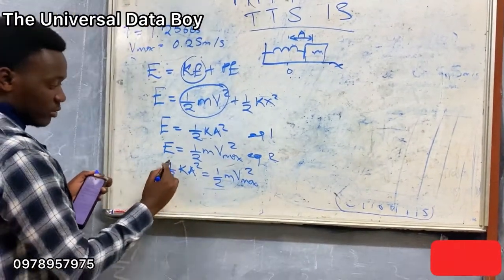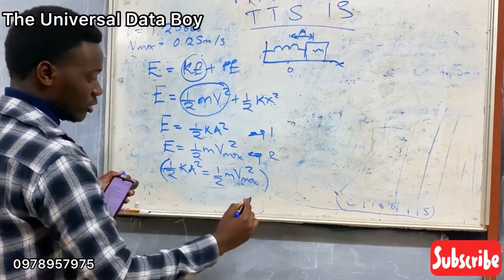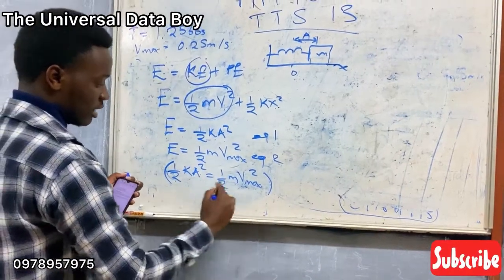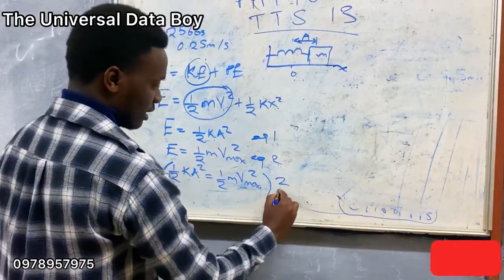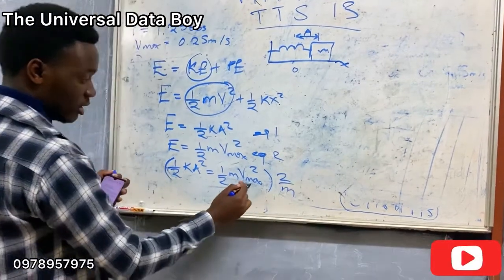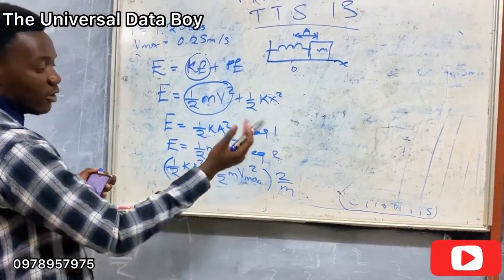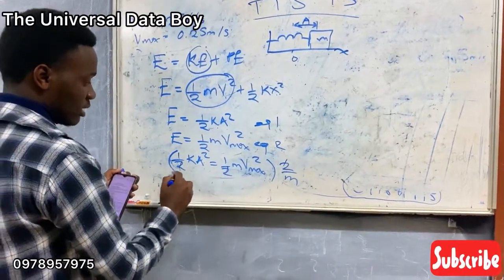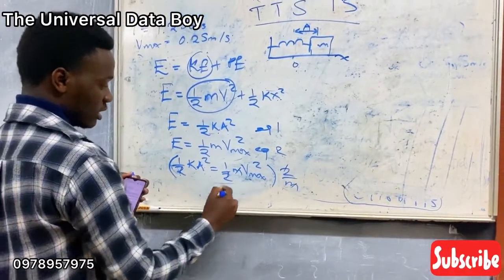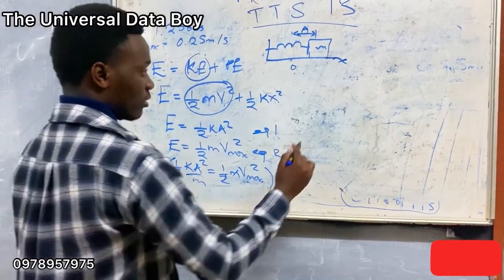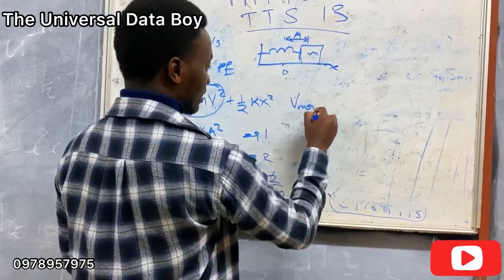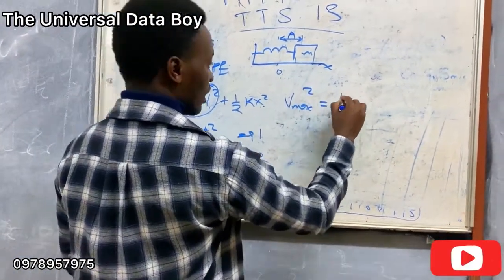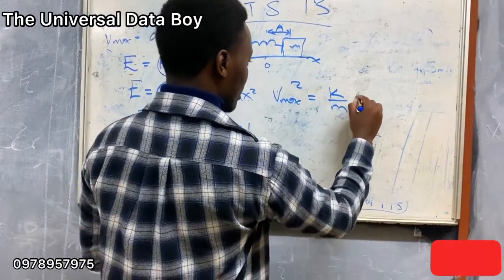So now here what we are going to do is multiply the entire equation by 2 and then divide it by m, so that we can make V max the subject of the formula, and later we are going to find the square root. These two will cancel with these two, then the m will cancel with this m, and the m is going to come over here. So I'm going to have V max squared being equal to K over m A squared.